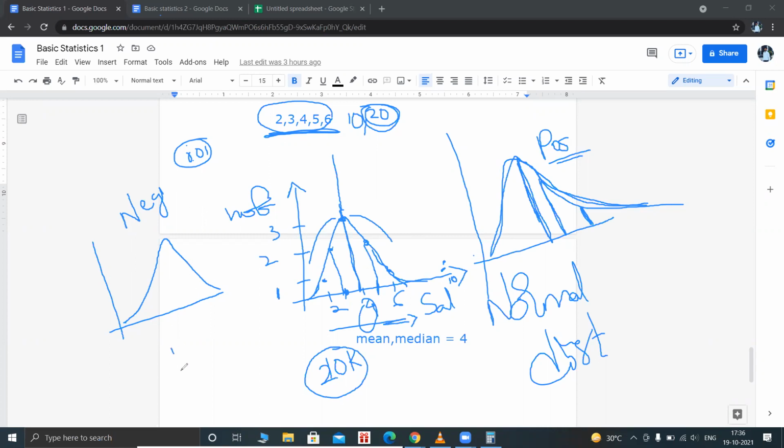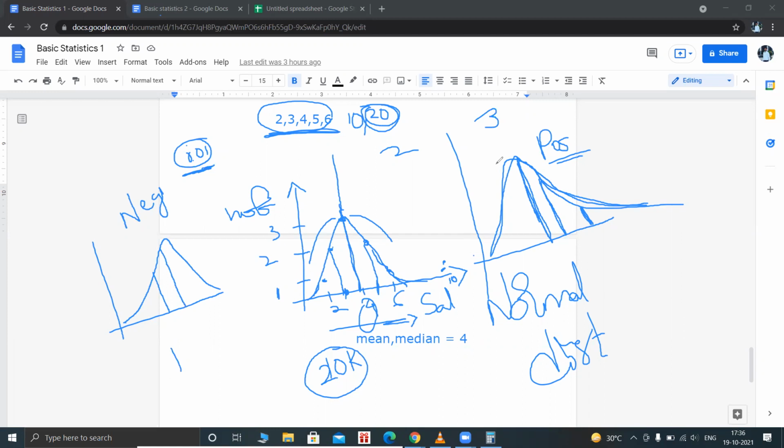Consider, let me draw. This is one diagram, this is two, and this is three, right? So if I had a very low, very far away number, my mean got shifted to the left, right? In this case, the mean will be something around here, and the median will be almost here, right? So it's just the opposite of this one, right?